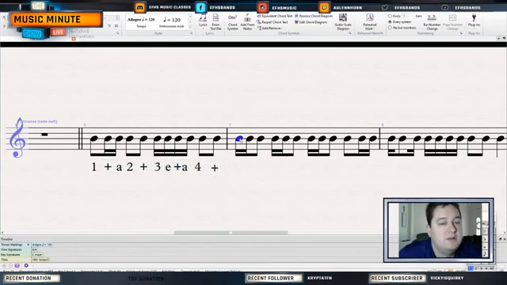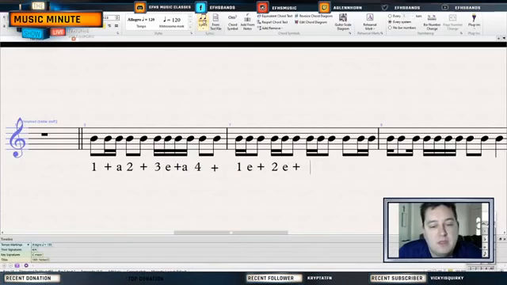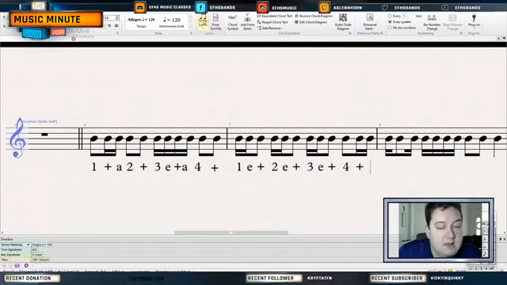Anyway, so we move on to our next measure here. 1 E and 2 E and 3 E and 4 and. I threw a trap in there.